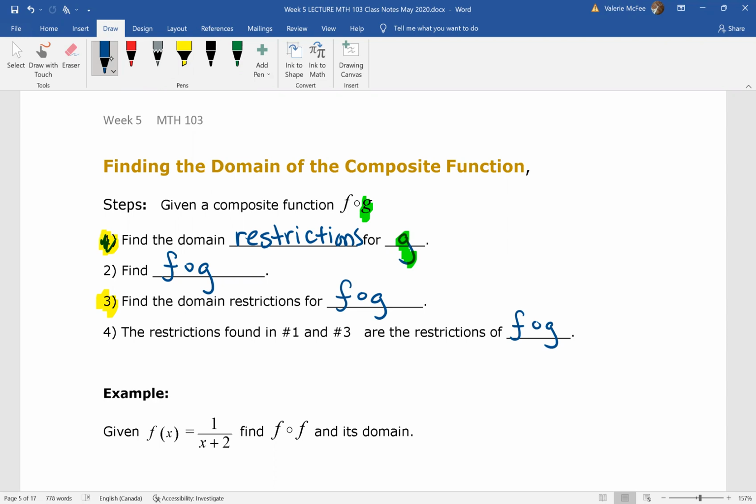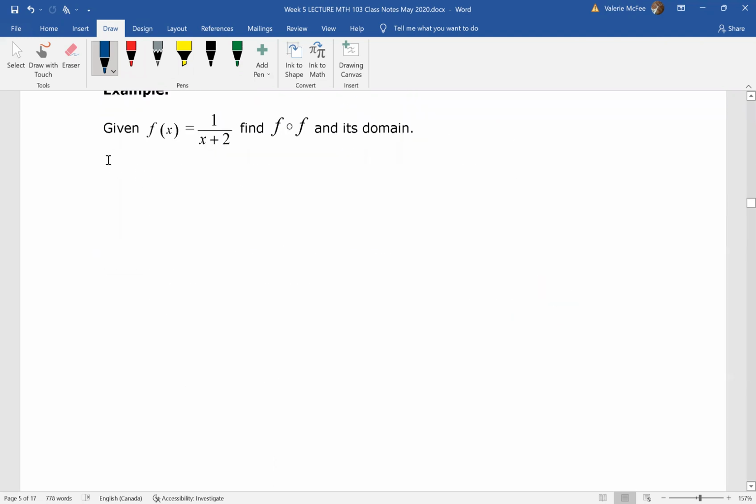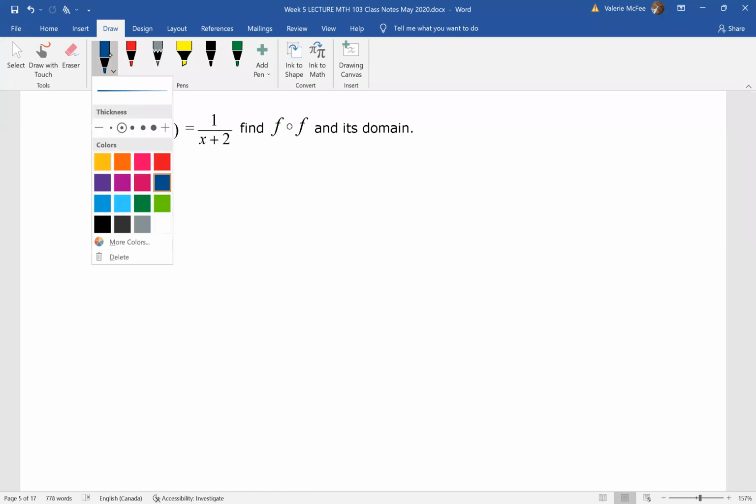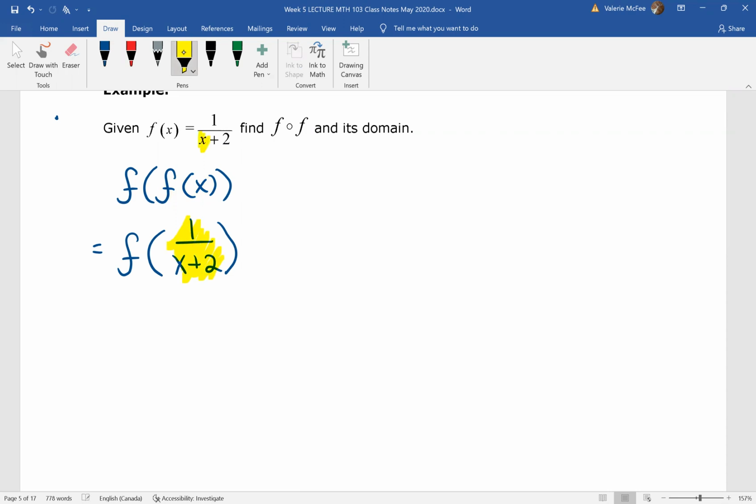Let's try that again for the second question, or this example we have here. This time we're finding f composed with f. So f of x. We're changing all of this to the function. And now we're substituting the function into x. See if you can find that composite function.